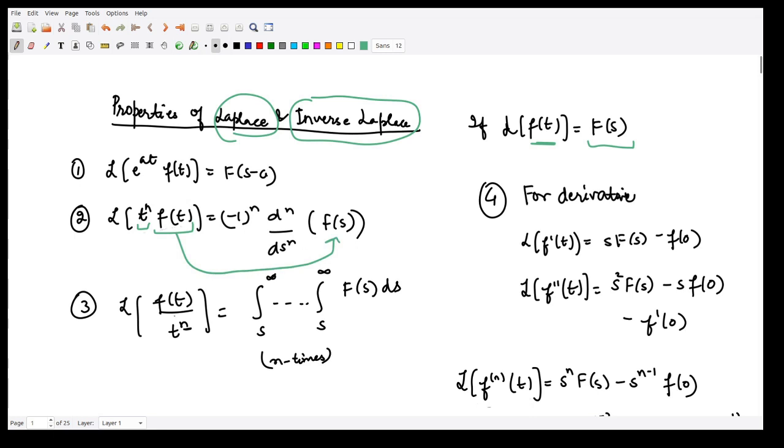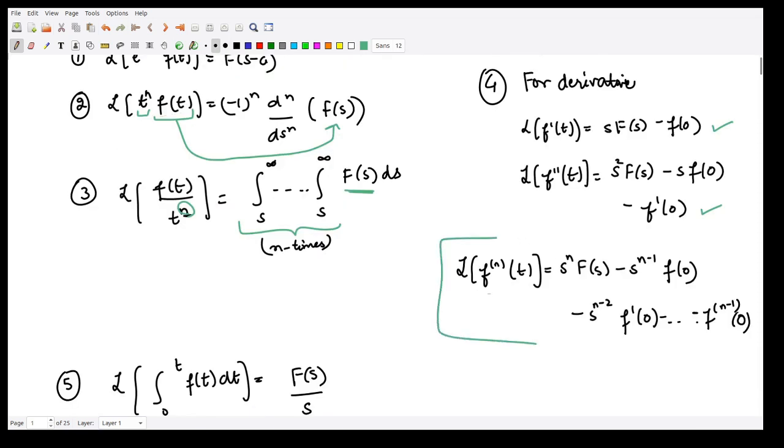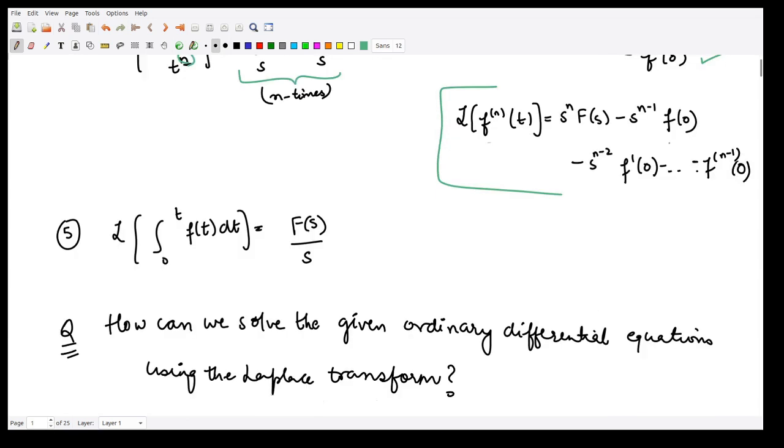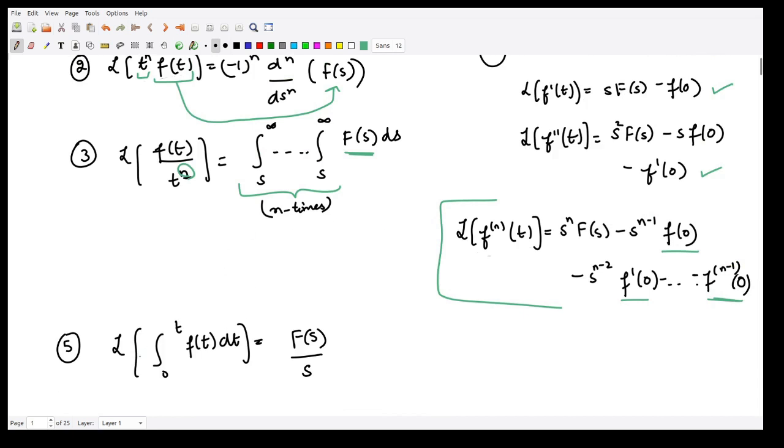And then we had discussed, if you divide some function f of t by t to some arbitrary power n, in that case its Laplace transform would be equal to taking the integral of the Laplace transform of f of t n times, right? For derivatives, we have seen that the Laplace transform for the first derivative is defined using this expression, for second derivative using this expression, and the nth derivative is given using this relationship, where these are f of 0, f dash 0, f to the power n minus 1 of 0. They are the derivatives of the function f calculated at the point 0. And the last property, we know that the Laplace transform of integral of f of t comes out to be F of s divided by s.